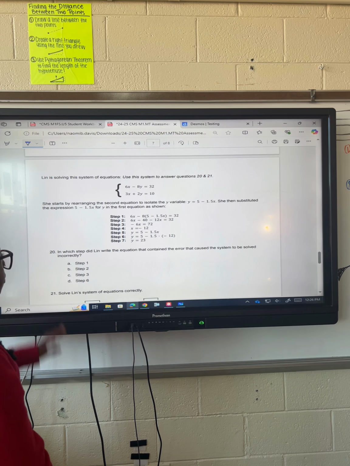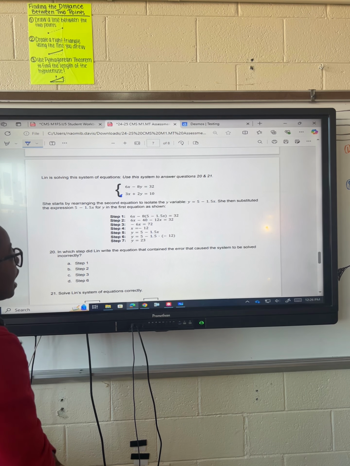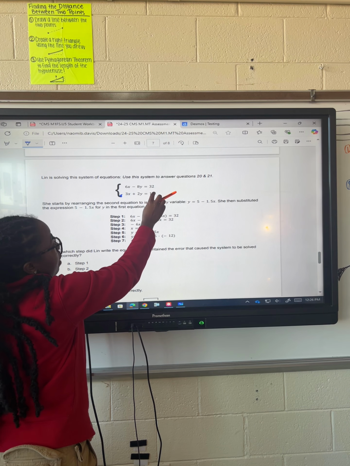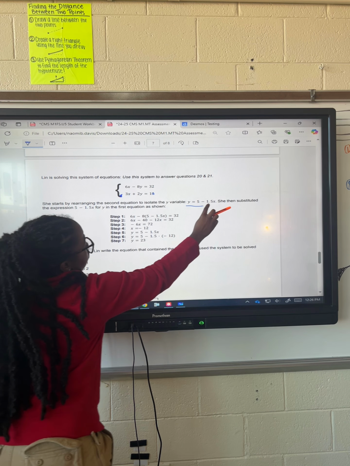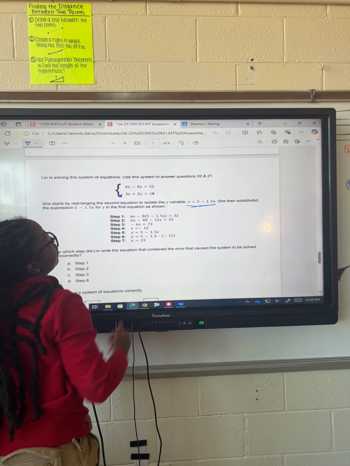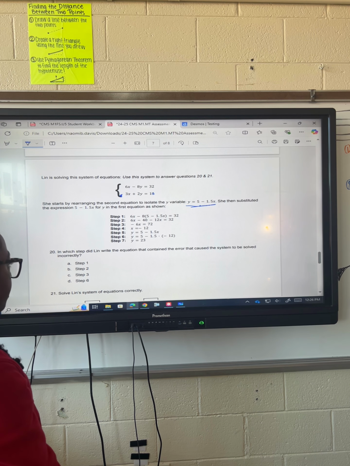She starts by rearranging the second equation, so this one, to isolate the y. Y equals 5 minus 1.5x. Then she substituted what she got right here. So when she solved for y right here, they're saying this is what she got. Then she plugged this in for y in the other equation. Okay, so look at what she did. In which step did Lynn write the equation that contained the error?